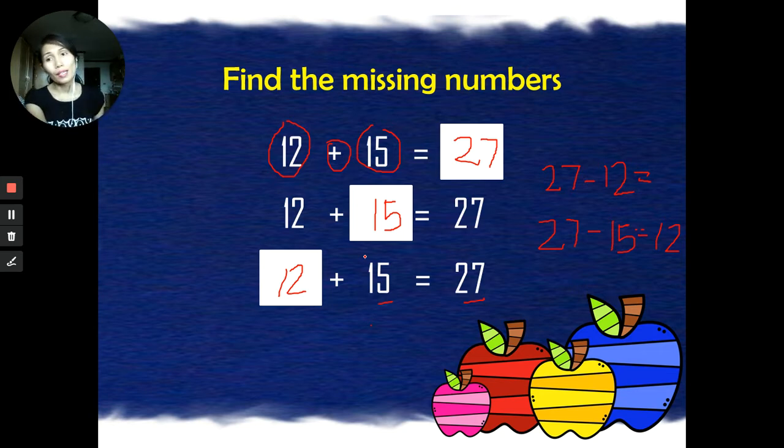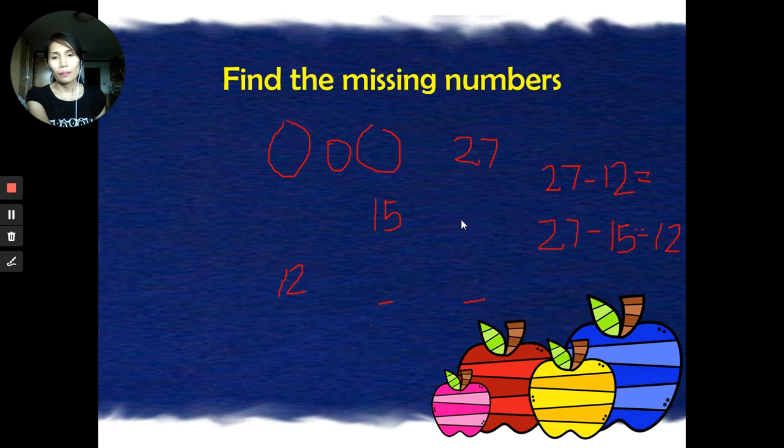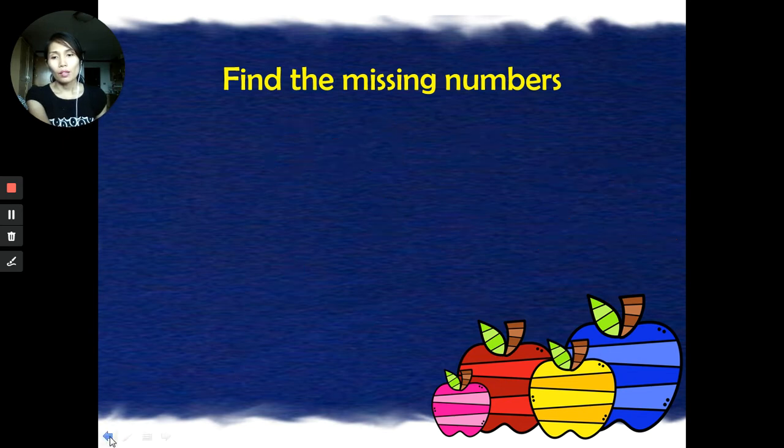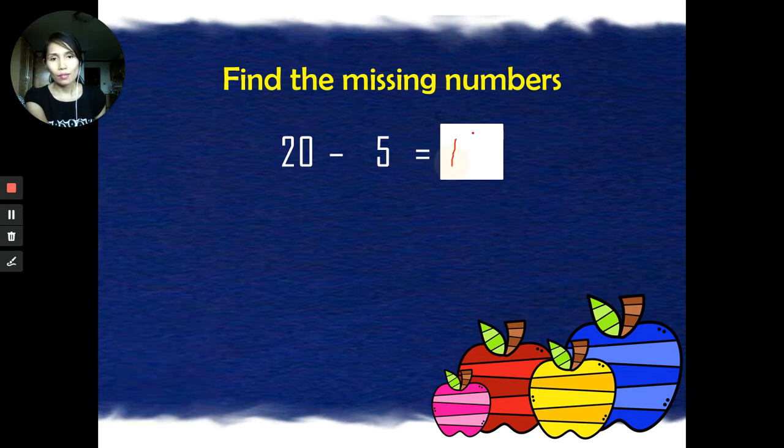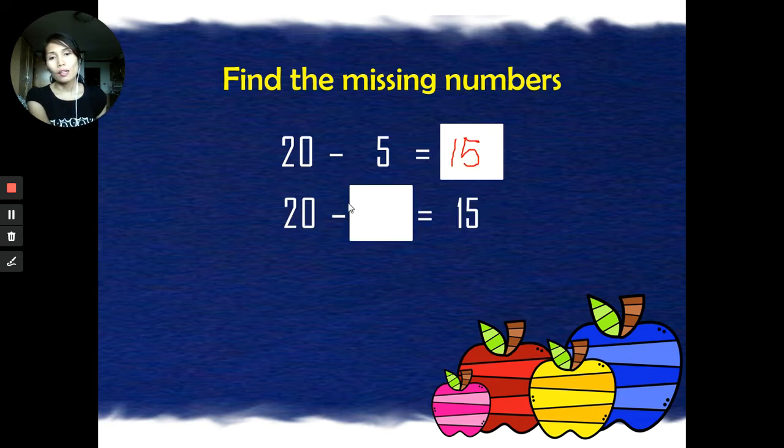Okay, to find the missing numbers, missing addends, missing subtrahend, missing minuend, we just add or plus, use the opposite. So let's try another one. 20 minus 5 equals, obviously, it's easy, 15, right? Now 15 is the answer. Remember, this is minus, not plus. So 20 minus blank equals 15.